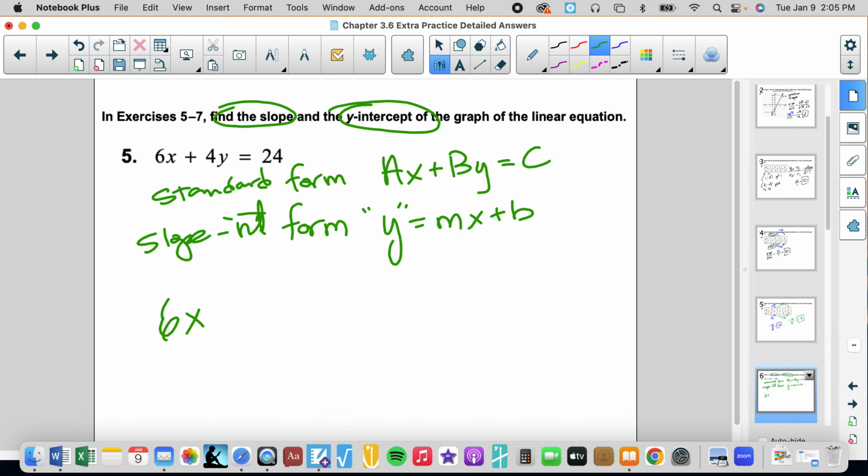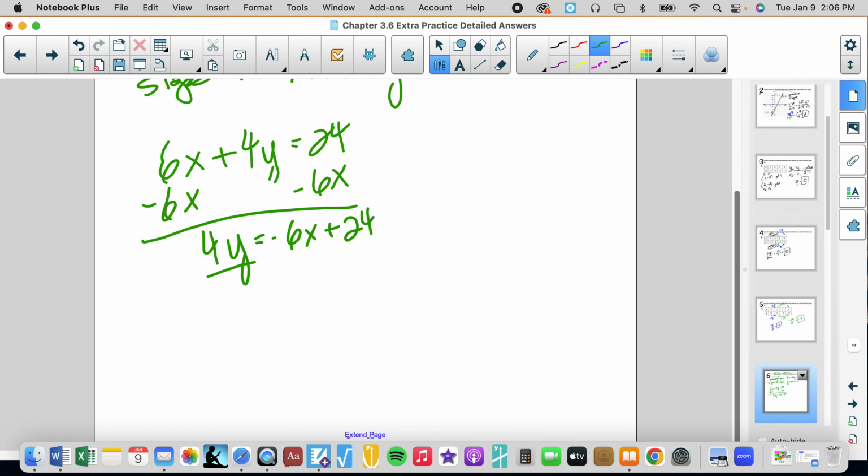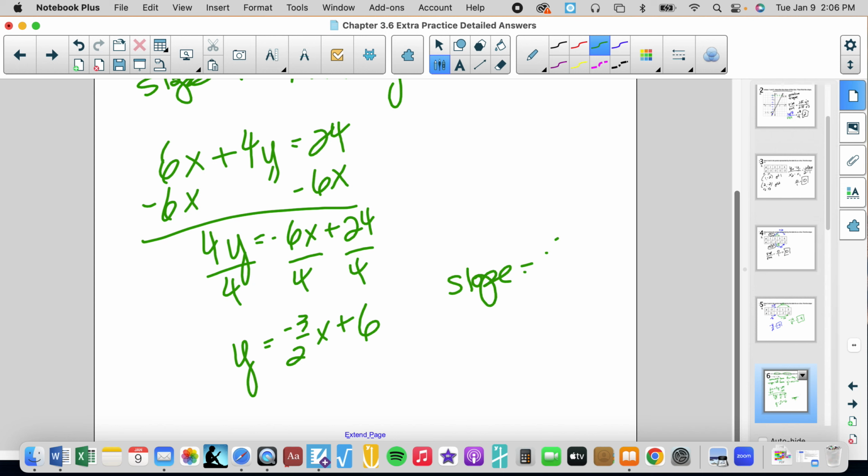So if we start with this equation, 6x plus 4y equals 24, I'm going to subtract 6x from both sides. That gives me 4y equals -6x plus 24. And then we're going to divide everything by 4. And we get y equals -3/2 x plus 6. So my slope is -3/2. And my y-intercept is going to be 6. Cool.